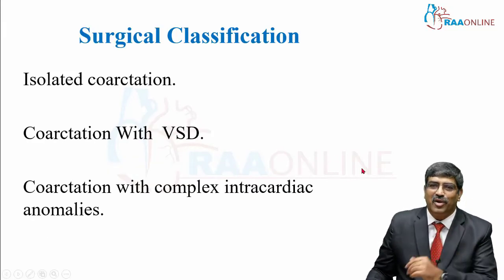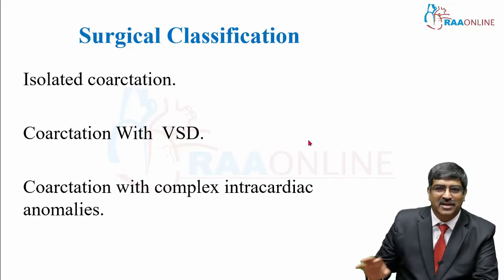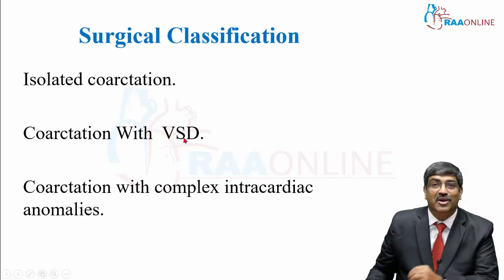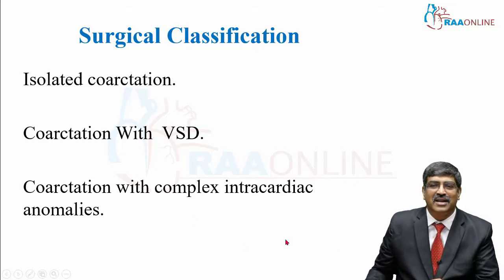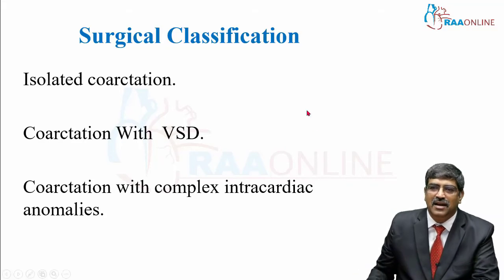Coming to the surgical point of view, you have just isolated coarctation where you are going to repair the coarctation and come out, or you are going to have a coarctation with VSD or coarctation with complex intracardiac anomaly. This is the surgical classification.